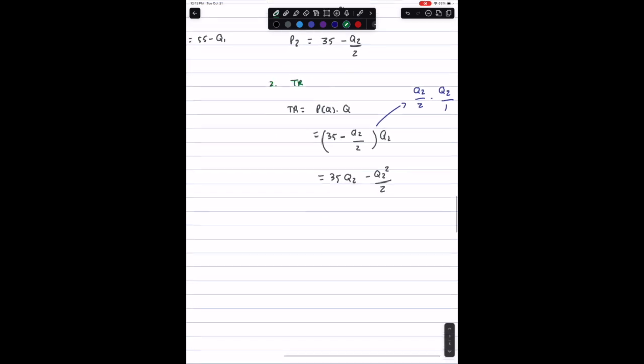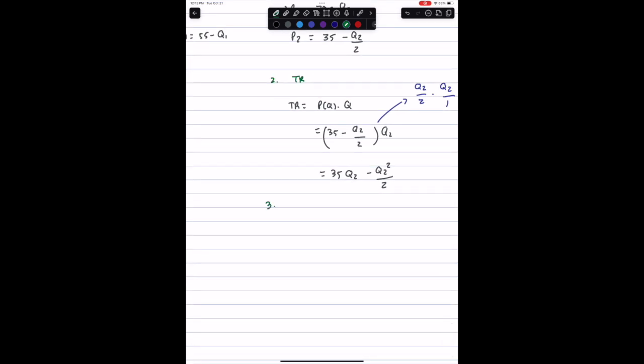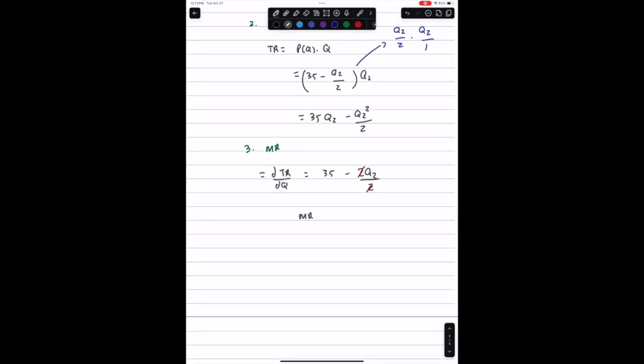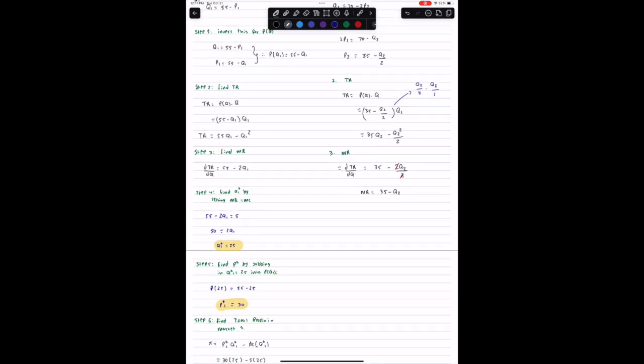Now 3, find marginal revenue. We know this is just going to be equal to the derivative of total revenue with respect to Q, which in our case is equal to 35 minus 2Q2 over 2. We take the derivative of the top and leave the bottom as the constant. We know it cancels out the 2's. So we know that our marginal revenue is equal to 35 minus Q2. Perfect.